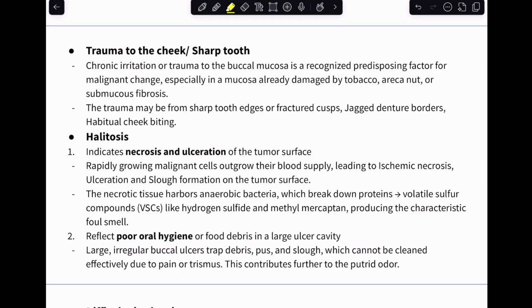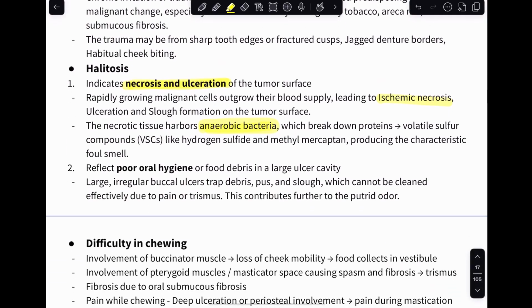The second reason is if there is necrosis and ulceration of the tumor surface. As I have told you, when the tumor outgrows its blood supply, that leads to ischemic necrosis, and that is how ulceration and then slough formation happens on the surface. This necrotic area becomes a breeding ground for secondary infection by anaerobic bacteria. These anaerobic bacteria break down proteins to release sulfur compounds, and these sulfur compounds have a characteristic foul smell. These are the reasons why you will see halitosis in a case of malignant ulcer of the buccal mucosa.